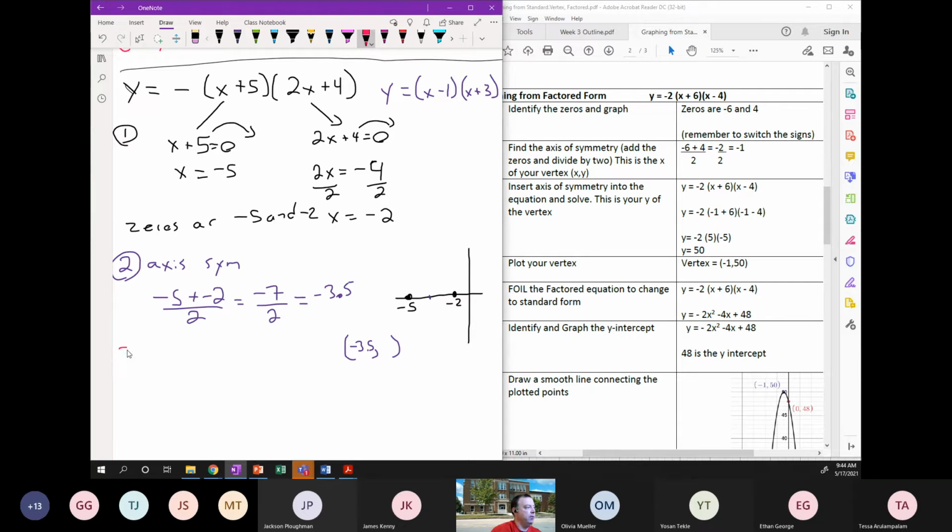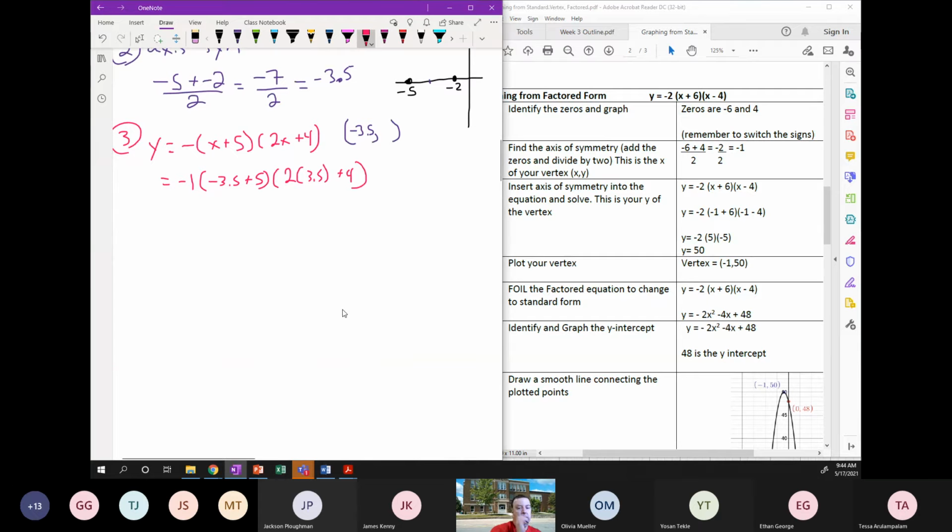So I go back, I write my original equation. Y equals negative (x plus 5)(2x plus 4), and I'm going to put a -1 there. You guys seem to like to have a -1 instead of just a negative. I'm going to put my number now in here, -3.5 plus 5, 2 times -3.5 plus 4. Now this -1 is just going to hang out to the very end.